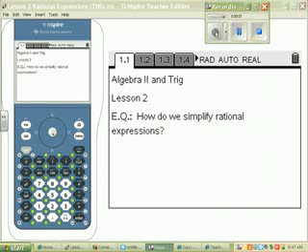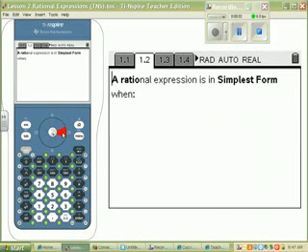So, how do we simplify rational expressions? That's our lesson today. Turn the page. What's a rational expression? A ratio, okay. Give me more. What does simplest form mean? It can't be reduced any further. So you're going to go down and type in an expression that can't be reduced any further.